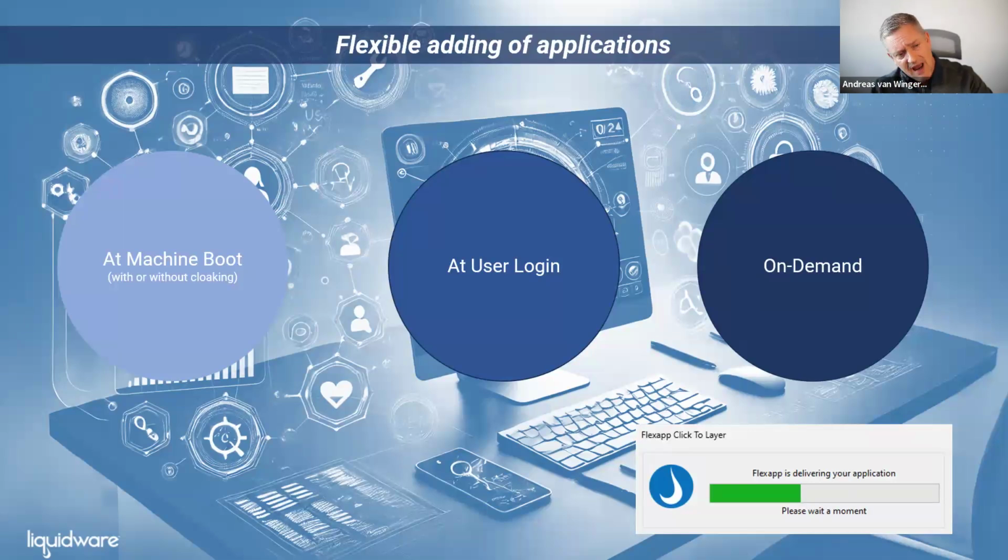Step 2 is, okay, we have the base configuration, then the user logs on. He might have a few additional applications assigned to him as well. That's where we will mount those. And last but not least, the on-demand feature, the click-to-layer functionality to give the user those apps, but not have him pay the penalty unless he actually uses them.